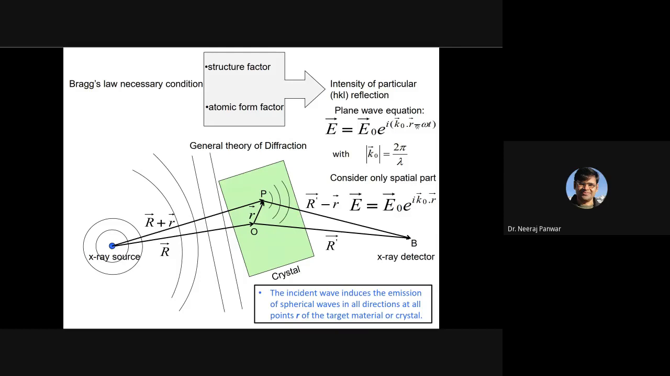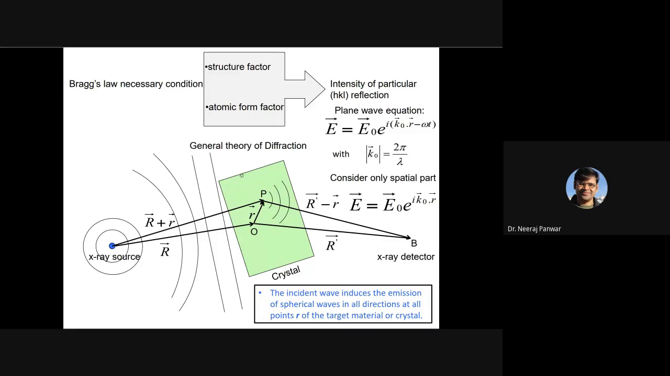Here E naught represents the amplitude of the X-ray at the source, and k naught represents the wave vector that is related to the wavelength of the incident radiation as follows. This is how its magnitude is given: k naught is equal to 2 pi over lambda.